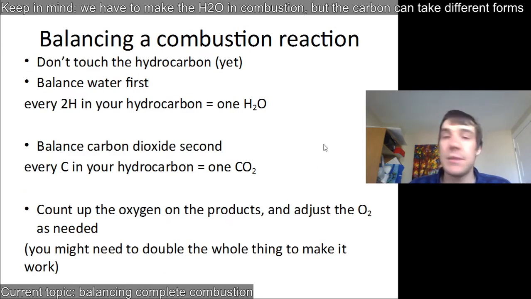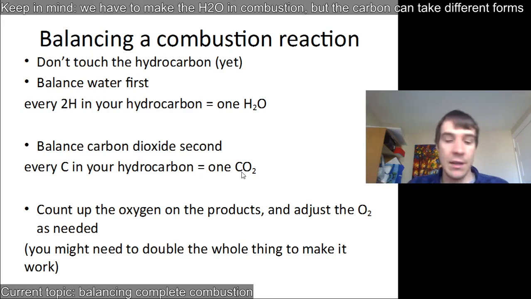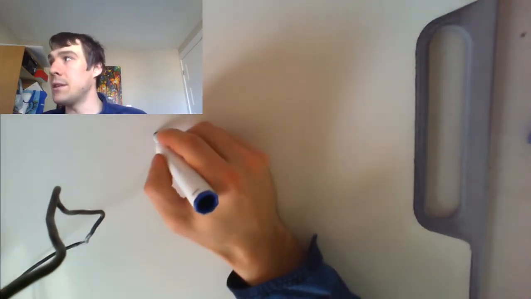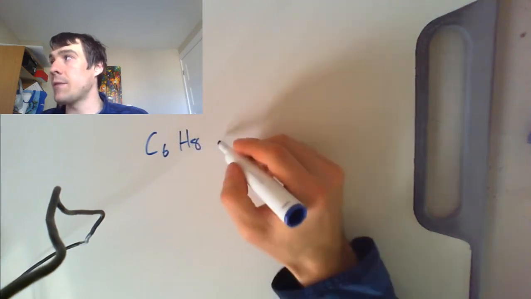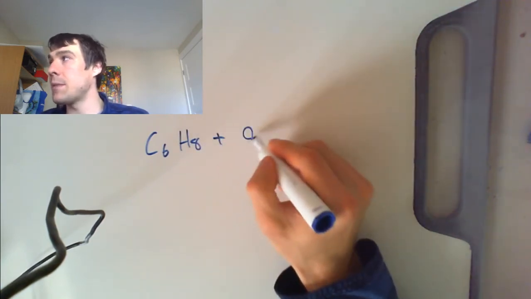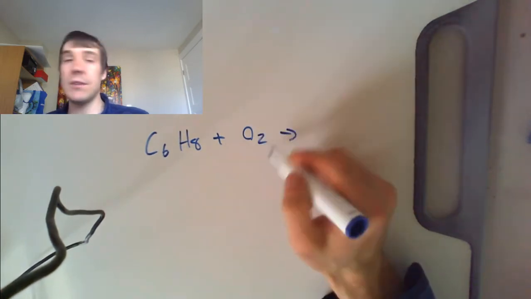So balancing a complete combustion reaction is pretty straightforward. Your hydrogens become waters, your carbons become CO2s, and then we count up the oxygen and adjust the O2 as needed. So let's just choose a hydrocarbon to combine with oxygen. I don't know. Let's do C6H8. There's a hydrocarbon. We're combining it with oxygen.